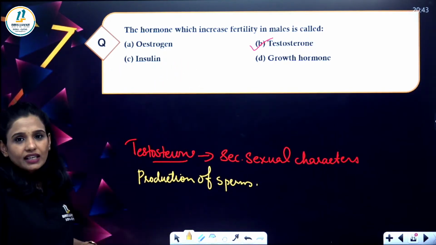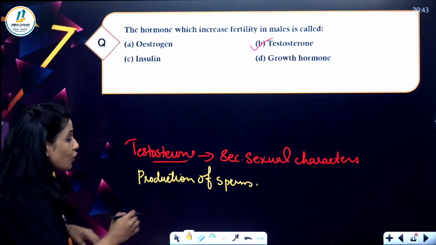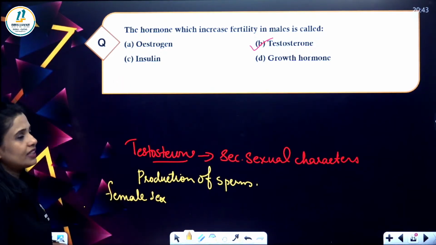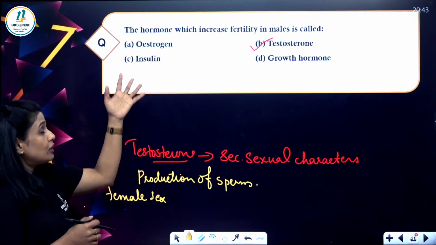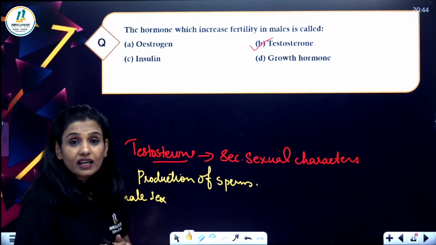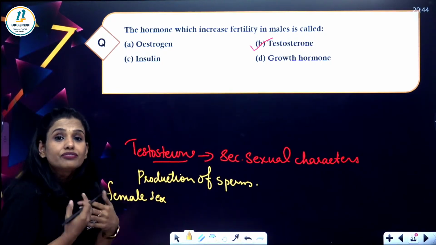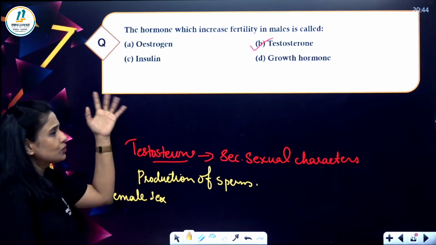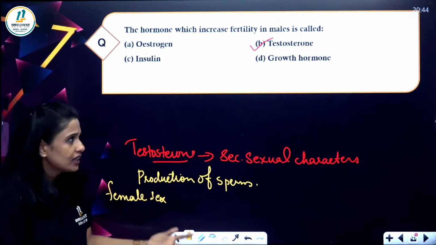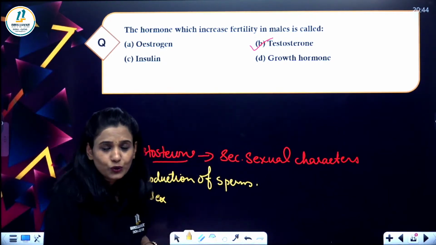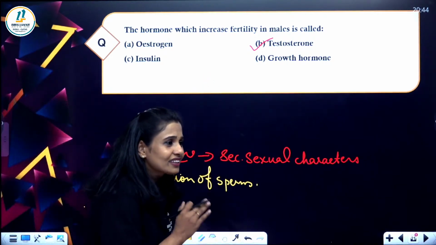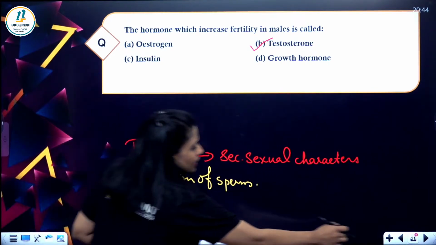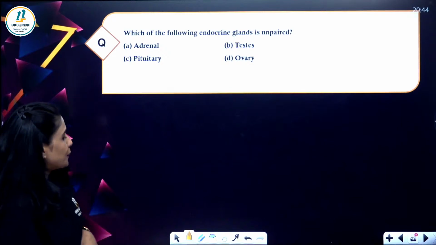And what about estrogen? Estrogen is the female sex hormone, which helps to produce the ovum in ovary and also secondary sexual characters in female. Insulin is not at all related here; we have learned that it reduces the blood sugar level. And growth hormone is related with growth. So the correct option is testosterone. Very good. All are commenting the correct answer. Okay. Next question.